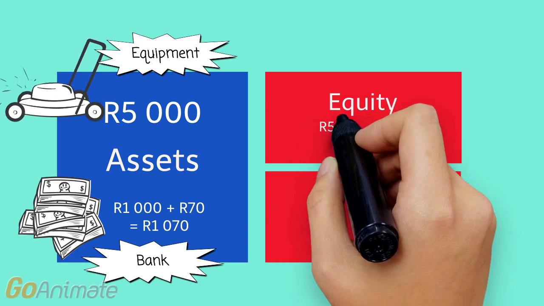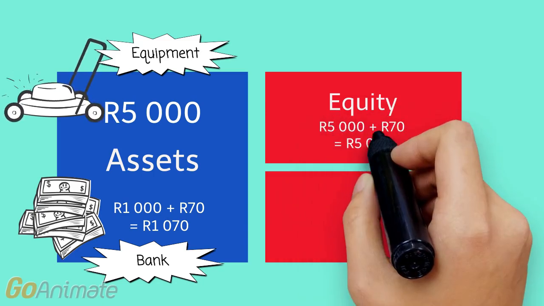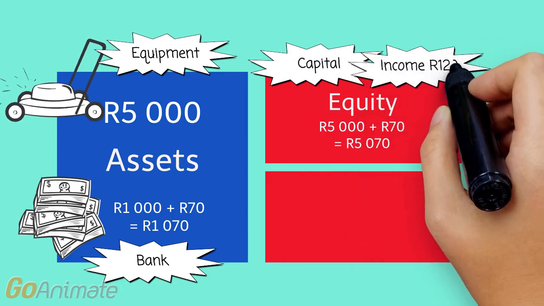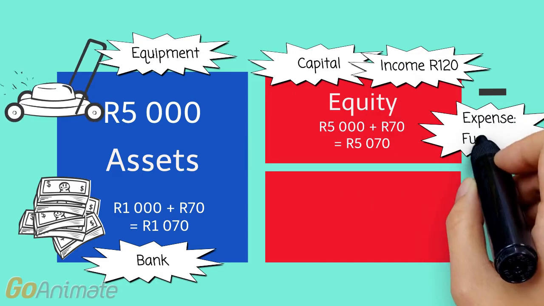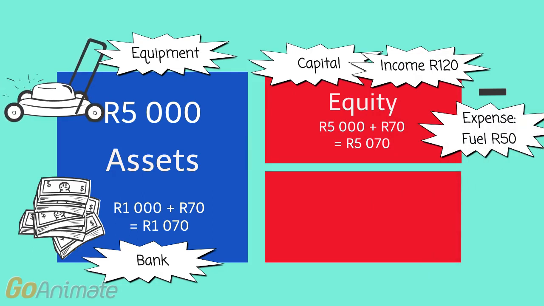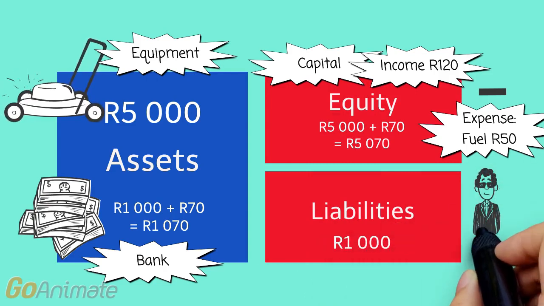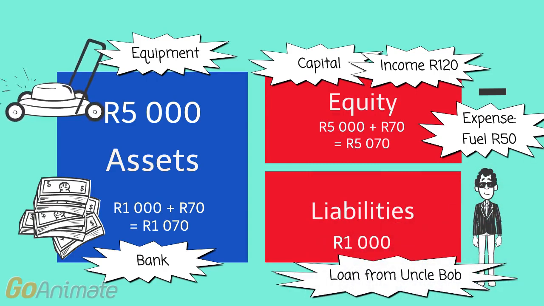Nandi's equity is now 5,070 Rand, which is the 5,000 capital she introduced when she bought the lawnmower, plus the 70 Rand, which is the difference between the 120 Rand income and the 50 Rand fuel expense. Finally, her liabilities are 1,000. This is the loan from Uncle Bob.